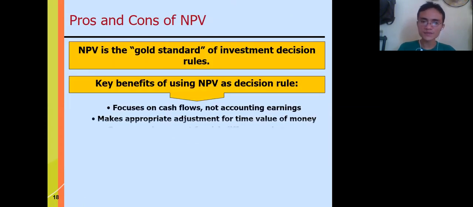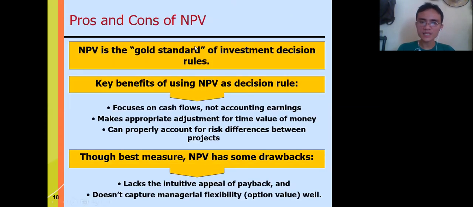Pros and cons of NPV. NPV basically is the gold standard of investment decision rules. Clearly, it's like the cream of the crop, like the icing on a cake. So this is to be used really in analyzing. What are the pros or the advantages? It focuses on cash flows. So that's the good thing here. I said that out of our discussions, only accounting rate of return focuses on profits. Then the time value of money is considered or recognized, and risk differences between projects are there.